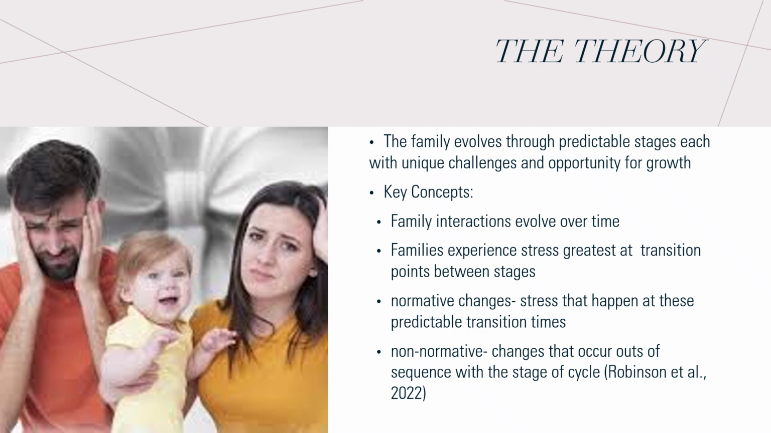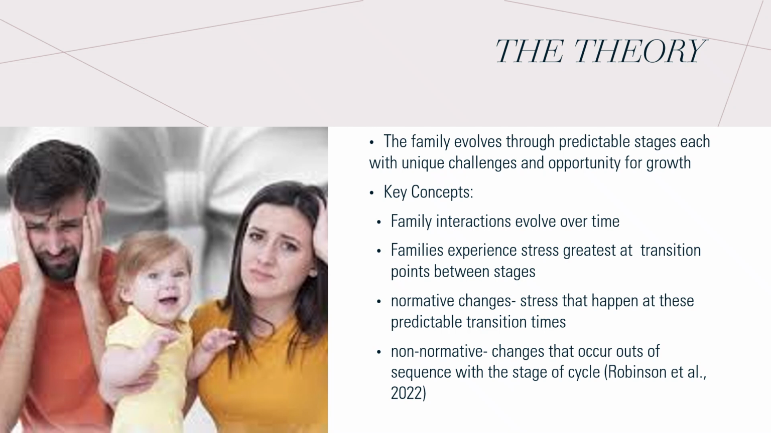So the developmental and family life cycle theory was made by Duvall in 1977, and it uses the nuclear family as a basis. This is a traditional family where it is a mother, father, and children. It is based on that classic Anglo-Saxon family. It uses the family that evolves through predictable stages that present unique challenges and opportunities for growth.